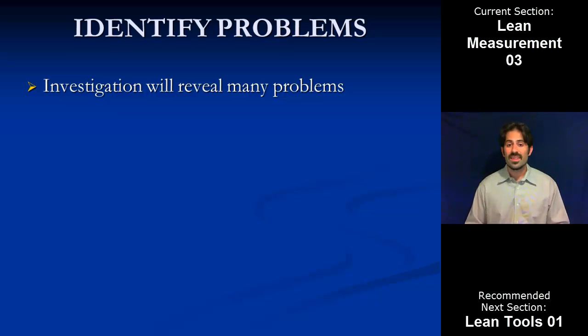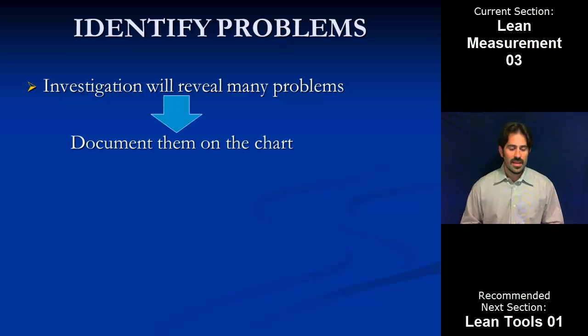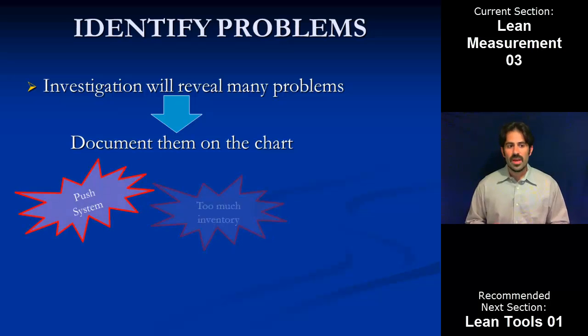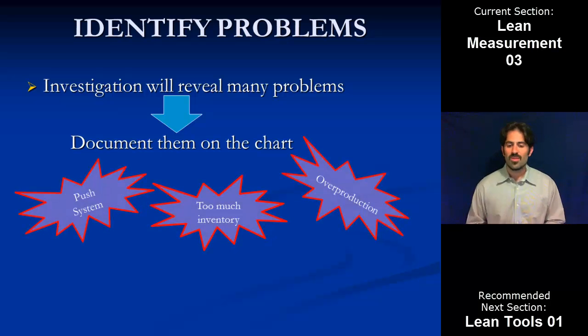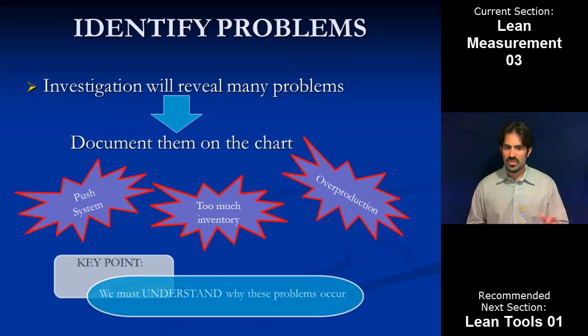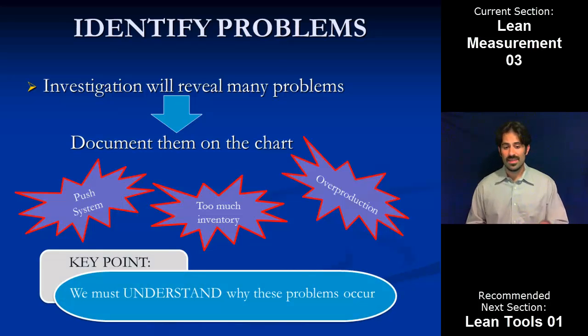So once we've created the current condition, the next step is to look at this and identify all the problems. The reason we're doing this investigation is to find problems. Now that we can find them, we want to document them. We can use a red stormy cloud if we want, but let's show them on the chart where they actually are. The key point is that it's not enough to just know that these are happening. We want to understand why they're happening, because we need to know why so we can start coming up with good ideas on how to fix them. So it's important to see it and then understand it.